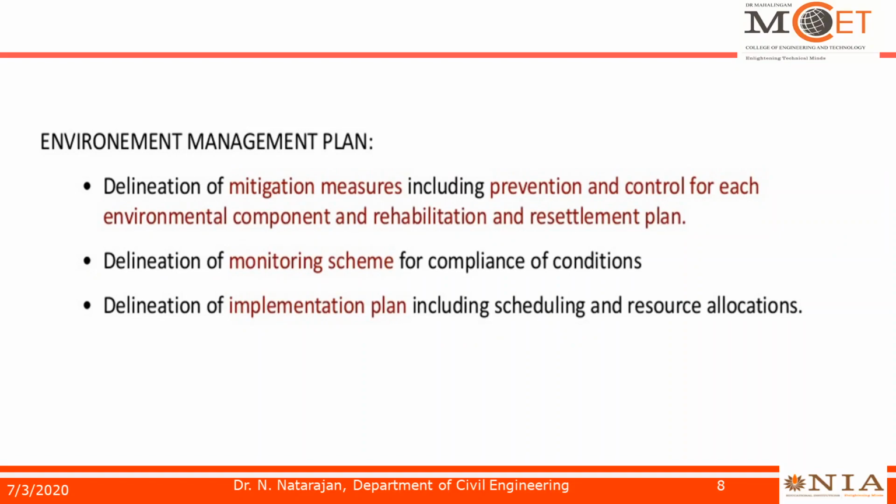So environmental management plan is delineation of the mitigation measures, including prevention and control for each environmental component, and rehabilitation and resettlement plan. Right. In some cases, you may have to rehabilitate the people to some other location, or you may have to resettle them to some other place. For example, a good example will be a construction of a dam, right? Construction of dam, and there are some people who favor the idea, and there are some people who don't favor this idea or who are against this.